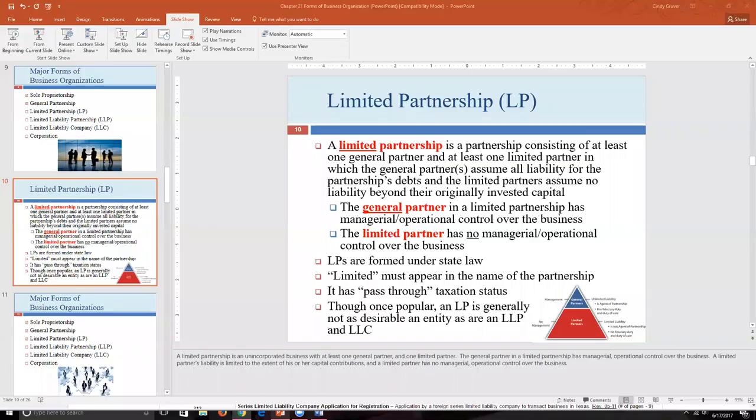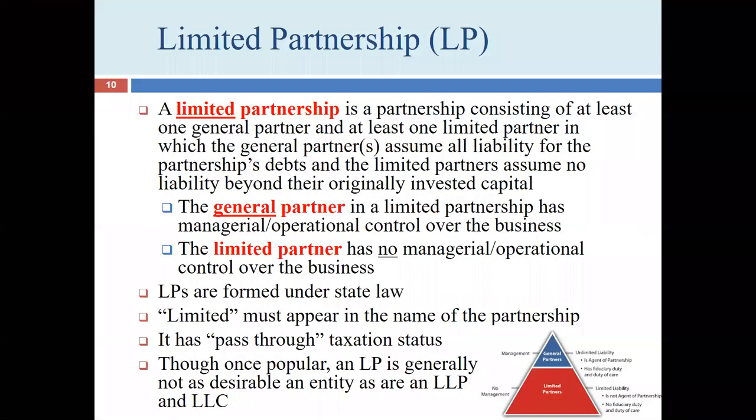Okay, so let's go back to our business entities. So we've talked about the general partner. We talked about the fact that he or she is going to be running the business. And the limited partner has limitations on liability. But the exchange for him having those limitations on liability is that he cannot exercise managerial authority. In fact, if he tries and he's successful, he puts in jeopardy his limited partnership status.